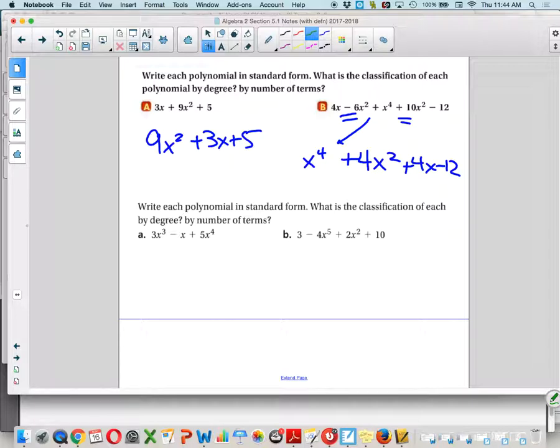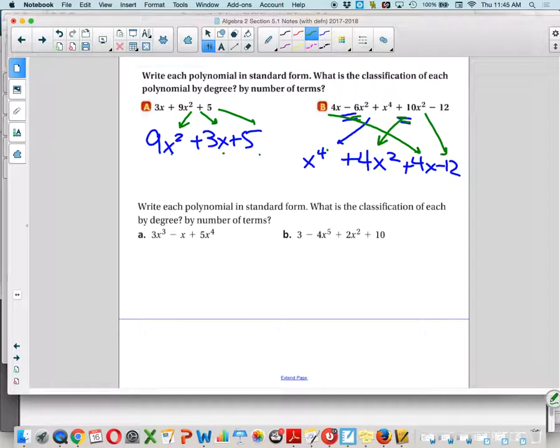Notice that each of these is in standard form. In part A, I've got 9x squared plus 3x plus 5: quadratic, linear, and constant. In part B, I listed x to the 4th first. I then put negative 6x squared and 10x squared together to give me 4x squared. I have to combine like terms. I then put the 4x as the linear next and the negative 12 as the constant, but the directions go further. What is the classification of each polynomial by degree?